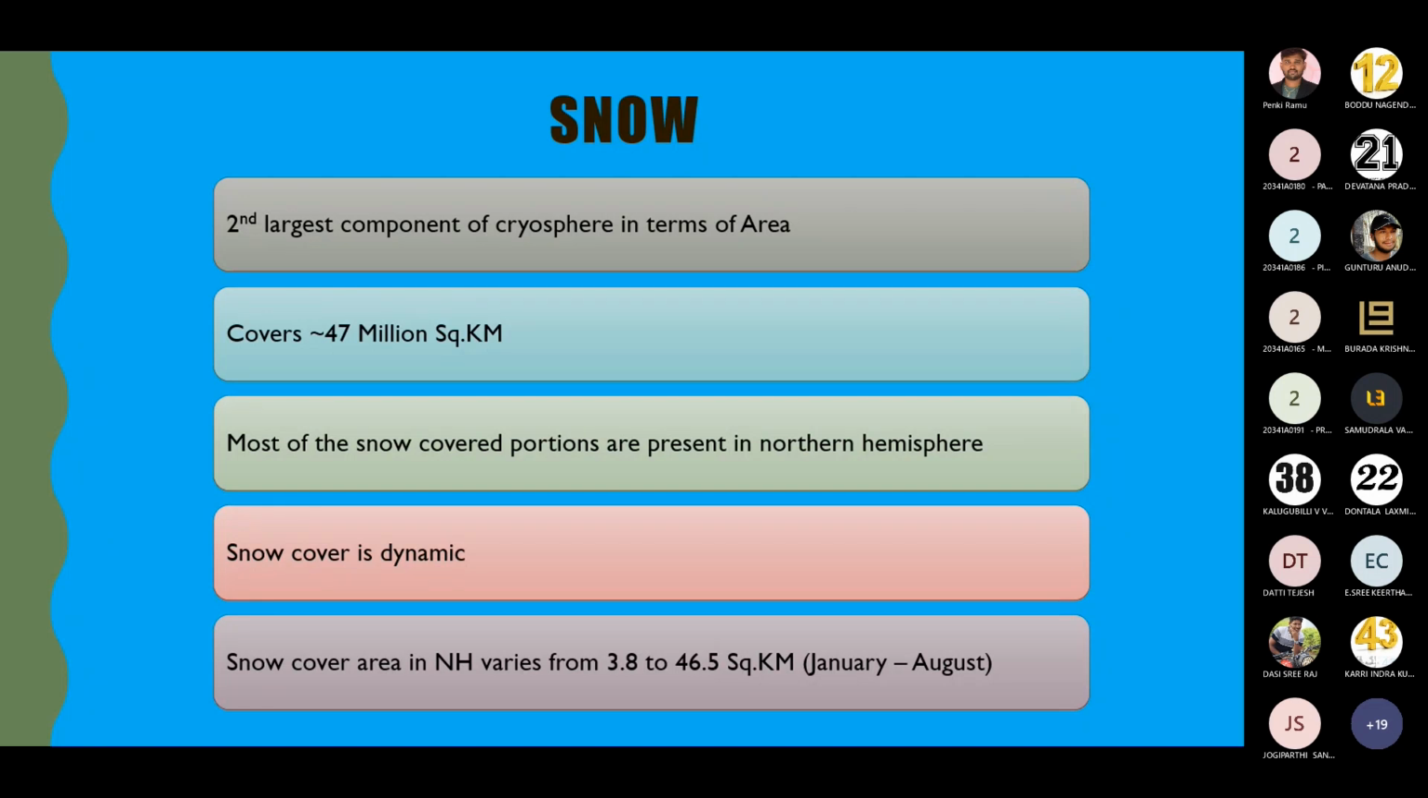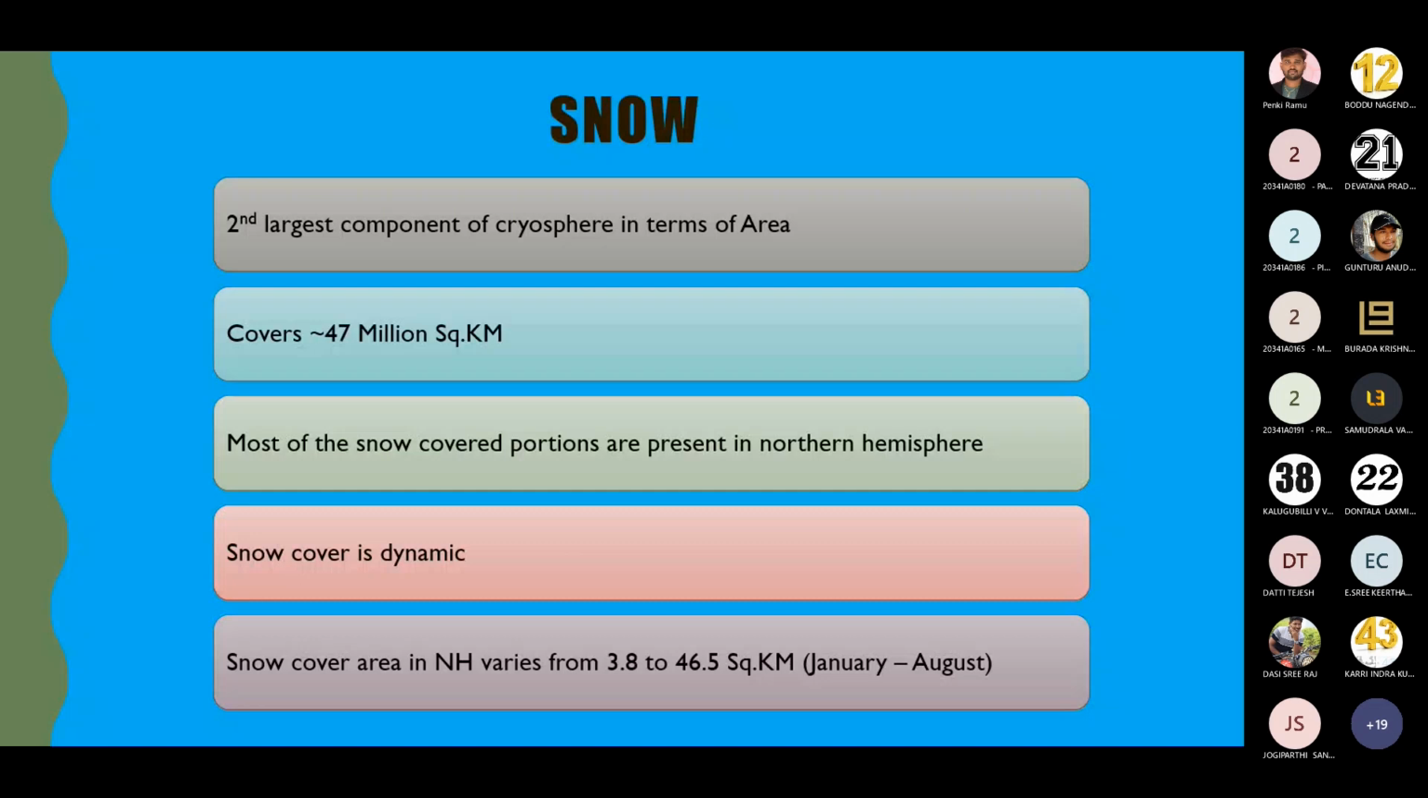So the first component is cryosphere and the second component is snow. It covers close to 47 million square kilometers of area. Though I have mentioned 47 million square kilometers, it varies seasonally. Snow cover is dynamic and it varies seasonally.